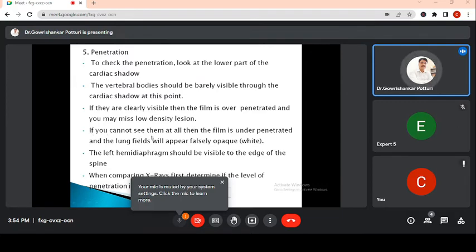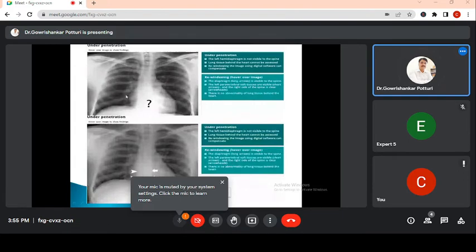If you cannot see them at all, then the film is under penetrated and the lung fields will appear falsely opaque white. The left hemidiaphragm should be visible to the edge of the spine. When comparing X-rays, first determine if the level of penetration is similar. So you have to see whether penetration on both sides is similar or not.